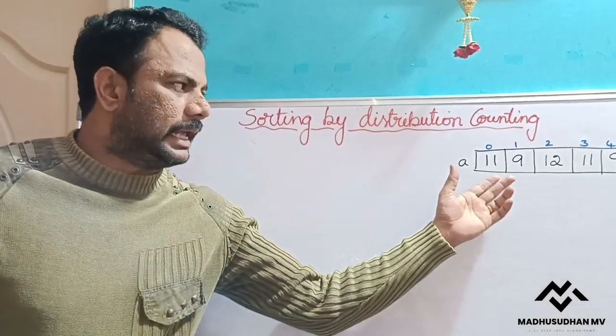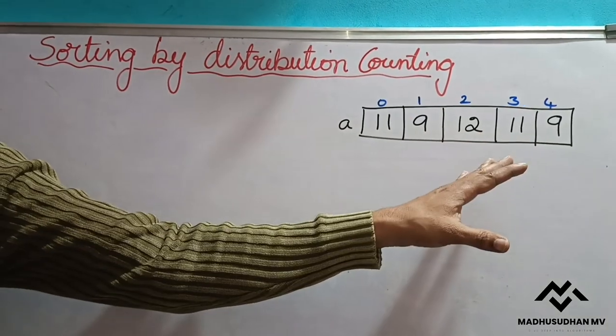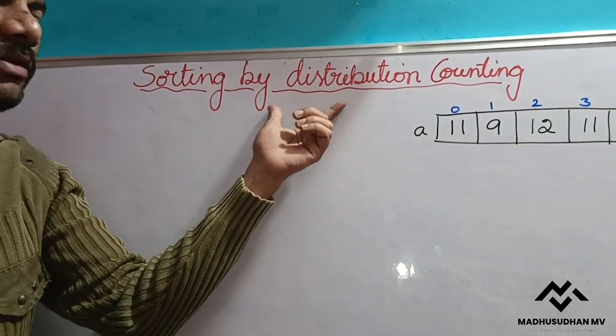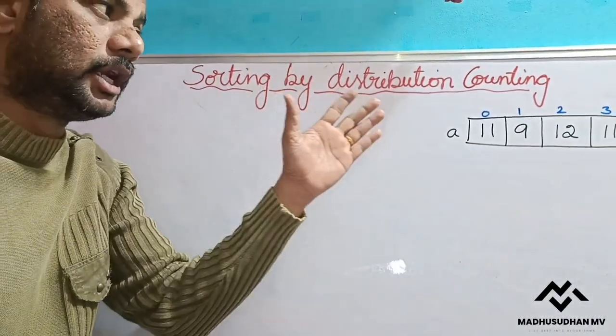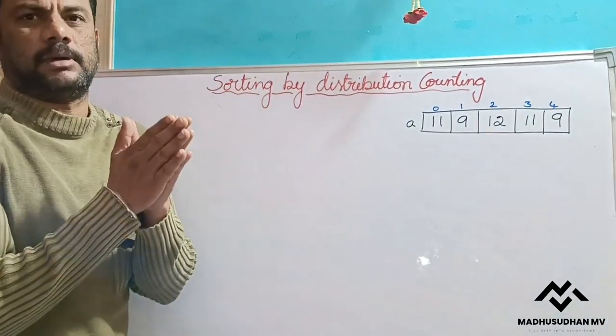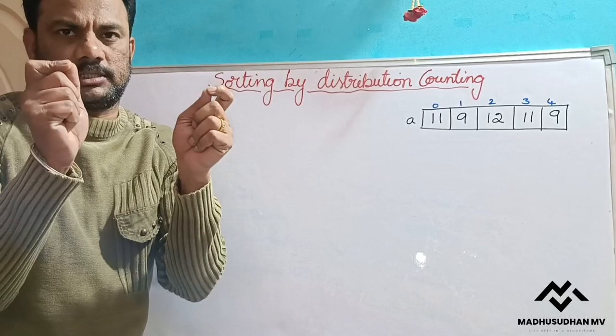Now let us take this simple example. This is the given array of elements to be sorted. Again, we use this distribution counting sorting technique especially when we need to sort elements which are in some limited range of numbers. That means the elements to be sorted should be in between some range.